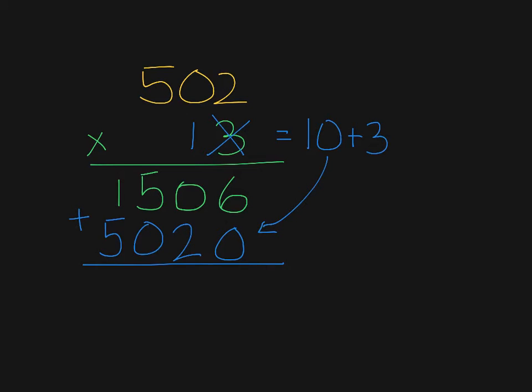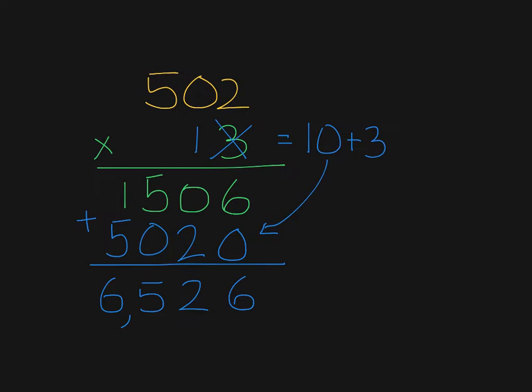Notice how Mr. Liu is writing neatly and all my numbers line up. 6 plus 0 is 6. 0 plus 2 is 2. 5 plus 0 is 5. And then 1 plus 5 is 6. Put a comma after 3 numbers. So we know that the product is going to be 6,526.